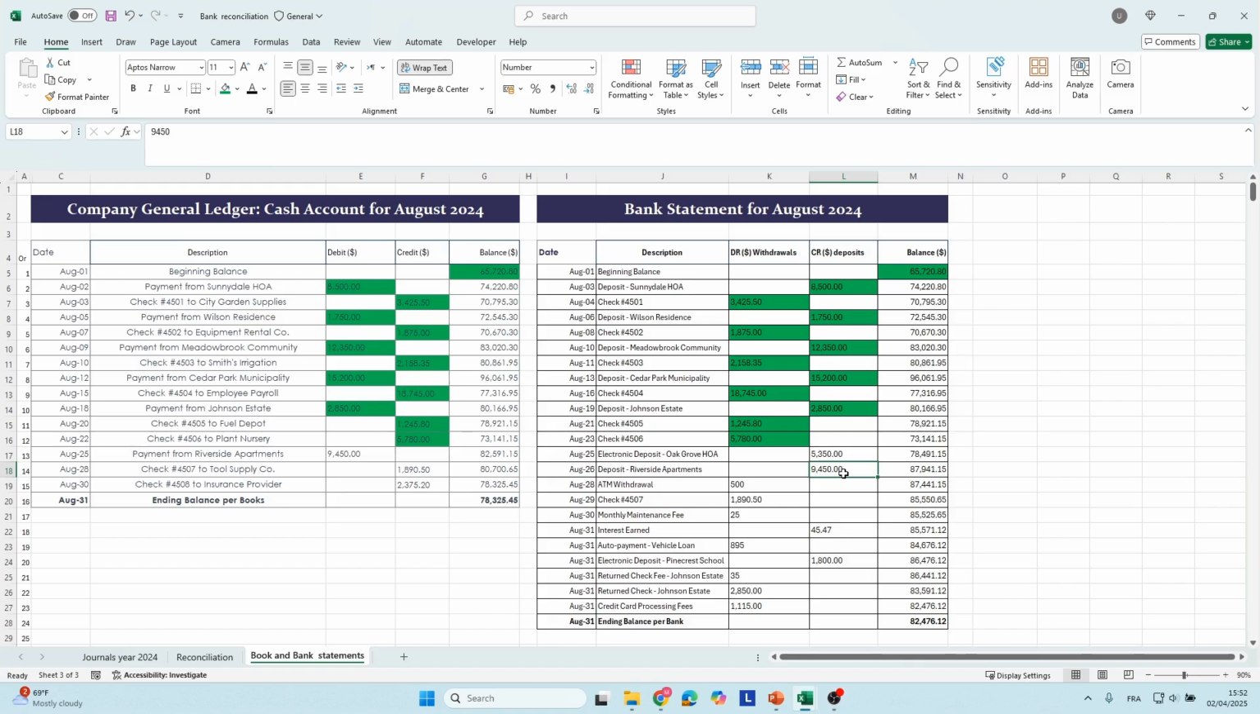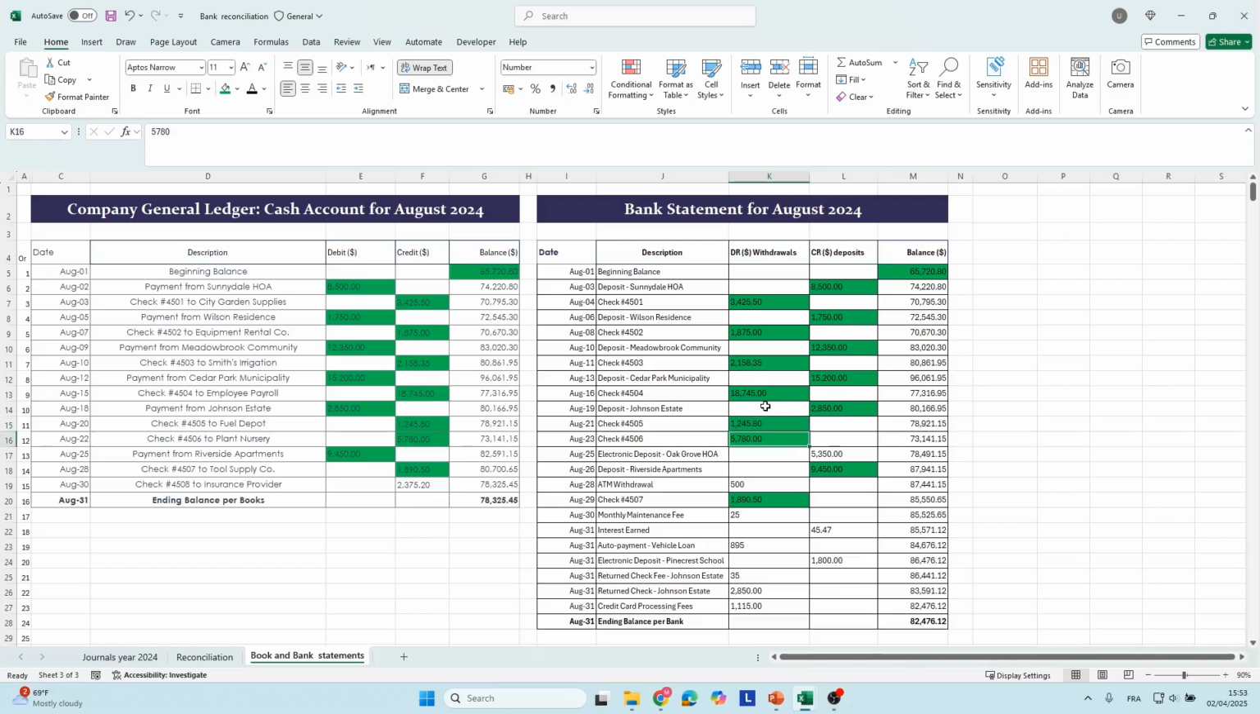Then we have cash received, the same here. And for the cash out, the same value that we receive. So we finish the journal ledger. All the transactions in the journal ledger are shown in the bank, except one transaction, which is 2,375, check 4507. We need to investigate why this amount is not shown in the bank.